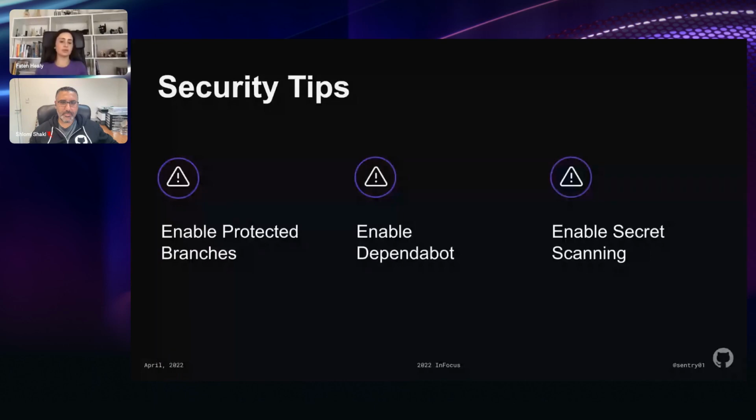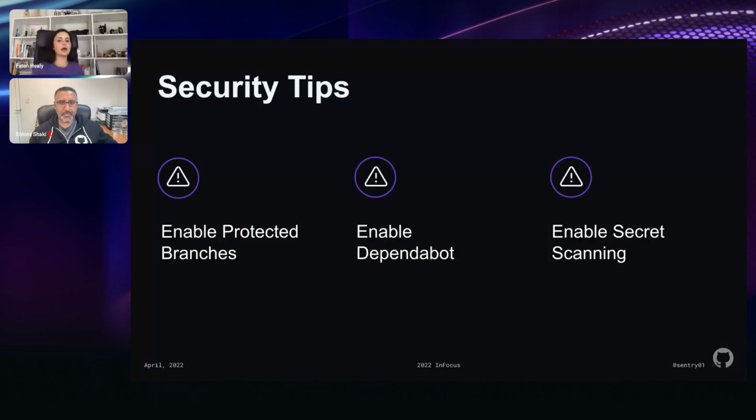But the ones that I wanted to highlight, the first one, is enabling protected branches. So once you've got your repo, you can go ahead and under the settings, make sure that you've got protected branches enabled, where there's lots of different rules. One of them is making sure that at least you've got 1 or 2 code reviewers who will check your pull request before it gets merged into the main branch.